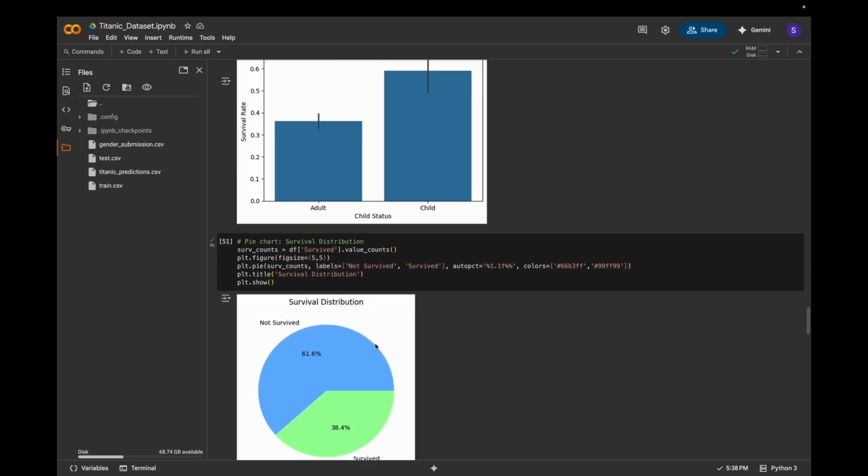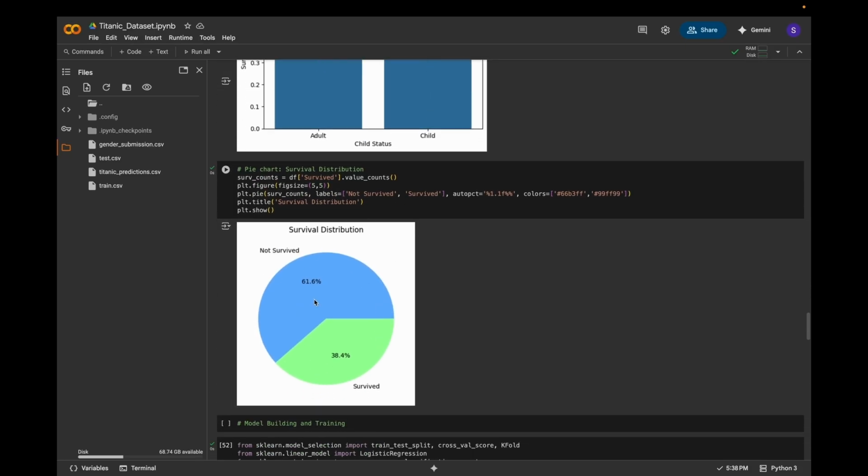Then we move on to a pie chart, basically showing the overall distribution of the survival data, basically showing that 38.4% of the people actually survived the disaster, as compared to 61.6% who didn't.